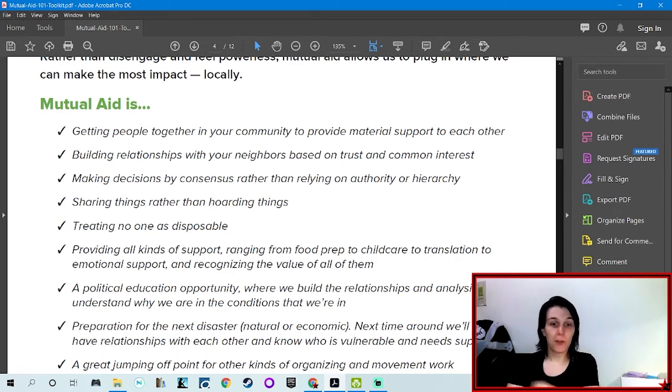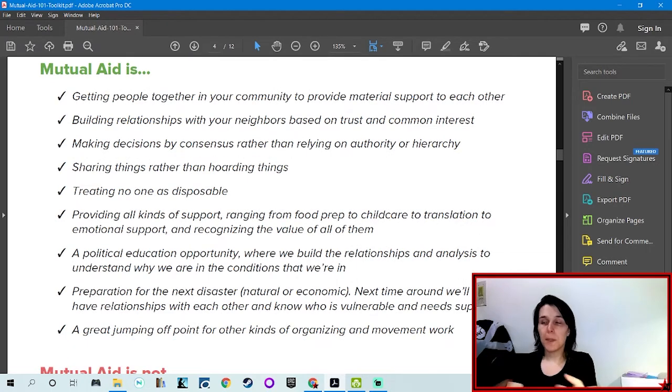Sharing things rather than hoarding things. So you don't want people just gathering up supplies. I feel like during the early parts of the pandemic, a lot of people were hoarding things like toilet paper. So don't hoard it. Share it with your neighbors. Make sure everyone has access to the things that they need.